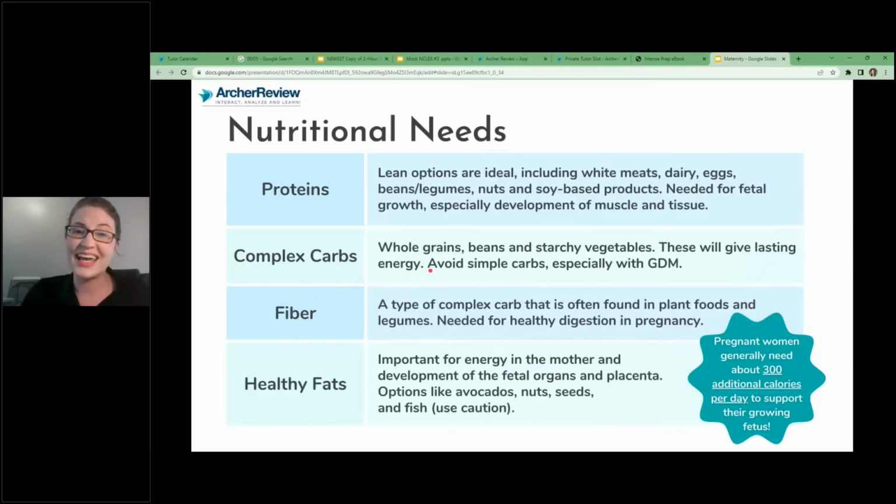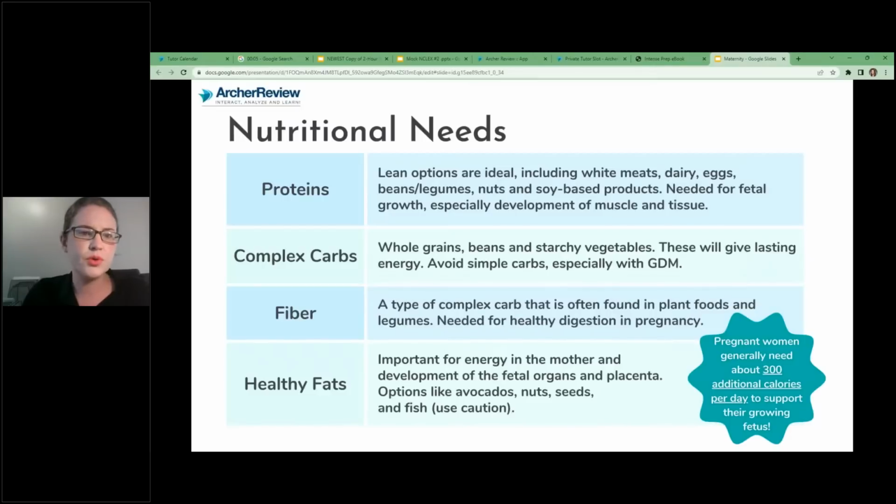So a pregnant woman at least needs that, if not a little bit more. So pregnant women should drink lots and lots of fluids to stay hydrated. But they're also going to need proteins, especially lean options are ideal, like white meats, dairy, eggs, those beans and legumes, nuts, soy-based products.